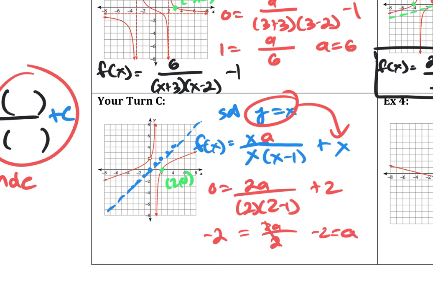We're going to go ahead and take that and plug it in for our a value, and then our function is going to be -2x over x times x minus 1, and then plus x.